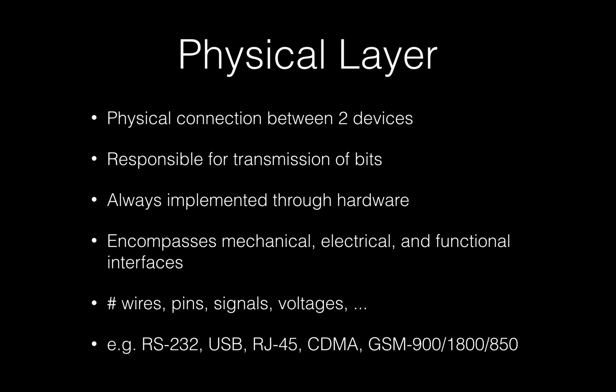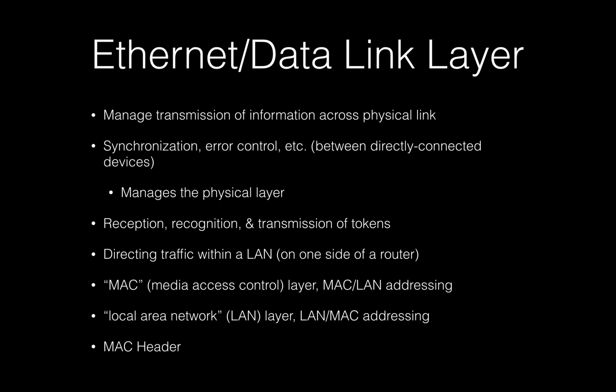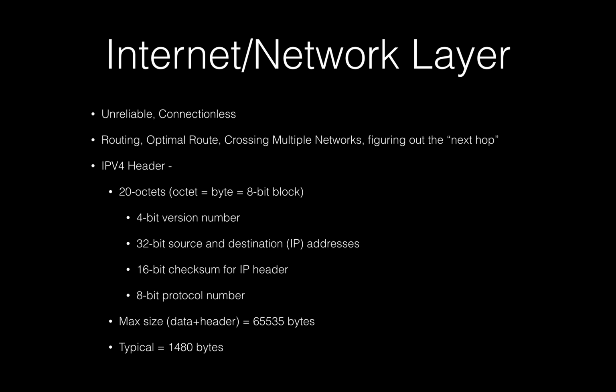And here I'm going through the physical layer, going through the layers, so feel free to browse over it. The Ethernet layer manages the transmission of information across the physical link. It does the error control. It's identified by the MAC, the media access control address. It has MAC headers. This is the internet layer, which is the IP. It's unreliable and connectionless. It's also known as the routing layer.